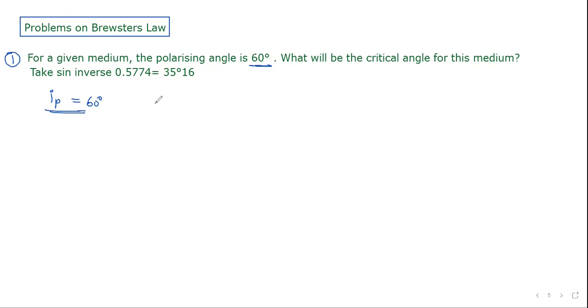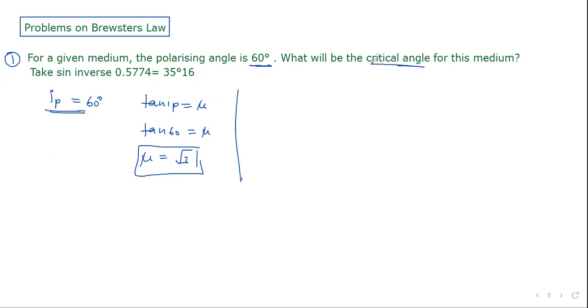So if the polarizing angle is given, you can find the refractive index of that material. By writing Brewster's law, tan IP is equal to mu. So tan 60 should be equal to mu. So mu becomes obviously root 3, because tan 60 is root 3. It's the refractive index.